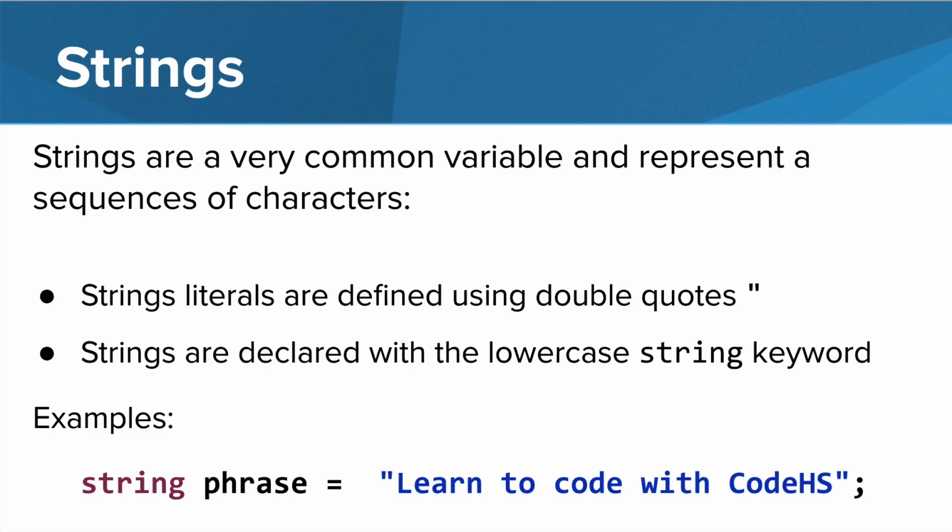Let's take a closer look at the different variable types we're going to use in C++. Strings are a common variable and made up of a sequence of characters and/or symbols of any length. A string literal is a raw string value and defined with double quotes. You can then attach that string literal to a string variable by declaring the variable and using the lowercase string keyword.